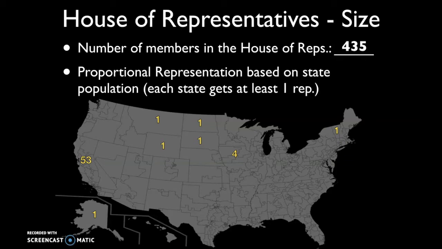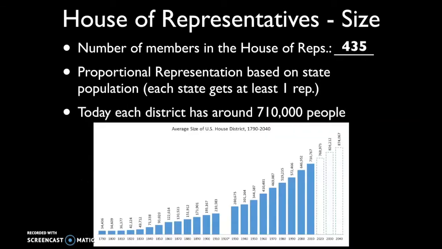The number of representatives change each 10 years after a census, and we'll talk about that in a later video when it comes to the reapportionment process. And today, each district has around 710,000 people, and so on average, that is the number of people each House member represents.